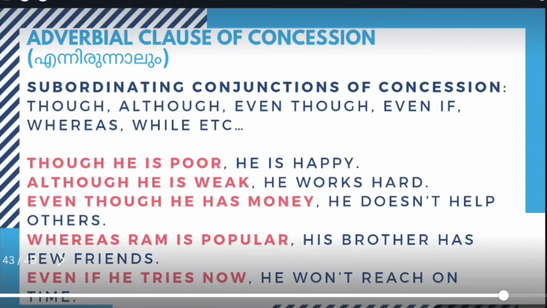Next one. Although he is weak, he works hard. So what is the main action? He works hard. അദ്ദേഹം കഠിനമായി പരിശ്രമിക്കും. Although he is weak, വയ്യാതിരുന്നാലും അല്ലെങ്കിൽ അത്രയ്ക്ക് ശക്തിയില്ല എന്നിട്ടും he works hard. So മെയിൻ ആക്ഷൻ്റെ ഒരു ഓപ്പോസിറ്റ് എന്നിരുന്നാലും എന്നുള്ളൊരു അർത്ഥമാണ് adverbial clause of concession തരുന്നത്. Next one. Even though he has money, he doesn't help others. So what is the main action?